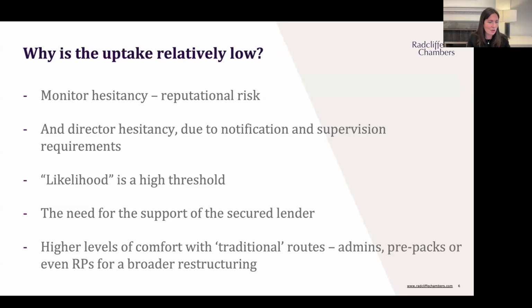There are IPs on this call, some of whom will identify with this, I think. There is a hesitancy, I think, in large part because of reputational risk. I'll come on to why that would be the case in these, but because the monitor has to speak to the likelihood of the company being rescued as a going concern, and because of the level of reliance the court places on that when making an order or deciding whether or not to make an order on these, I think there is a real sense that there's a reputational risk.